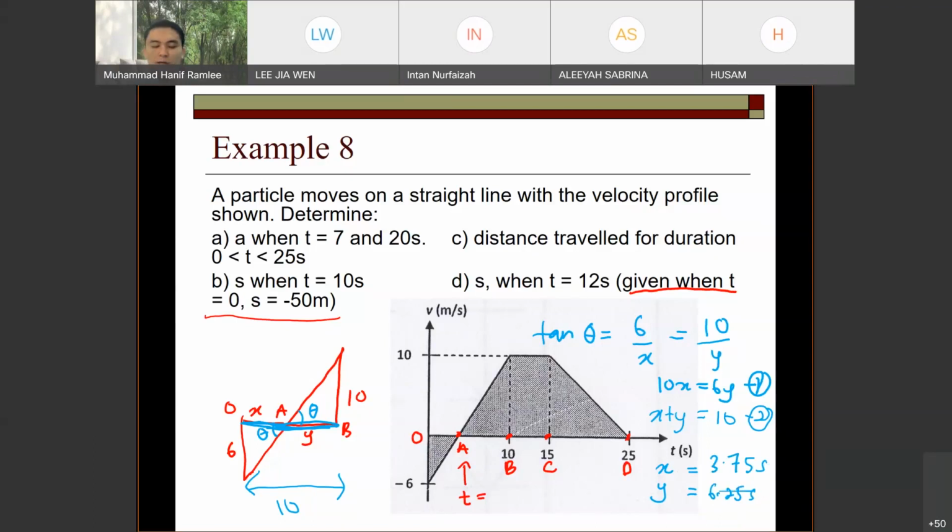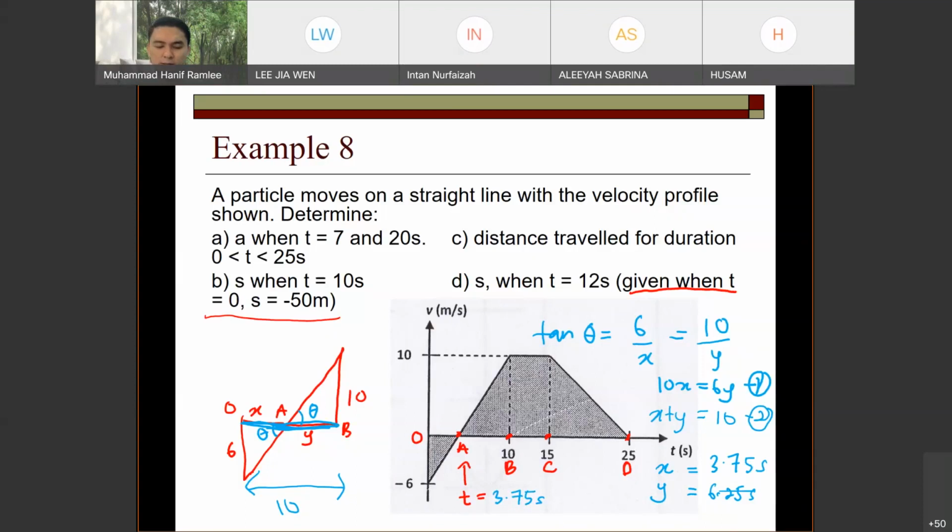Okay, so this is the first thing that you have to know if you have this graph. Different graph, different way, different situation. You have to make sure that you can analyze the graph. So the t at point A should be x. X is 3.75. So you have enough information to calculate the value, and then the next one.